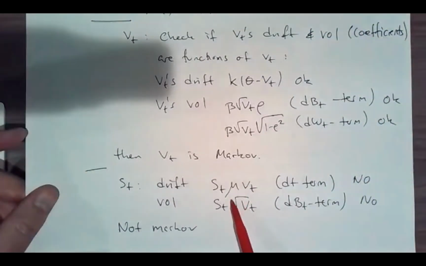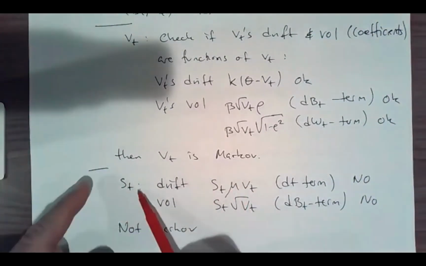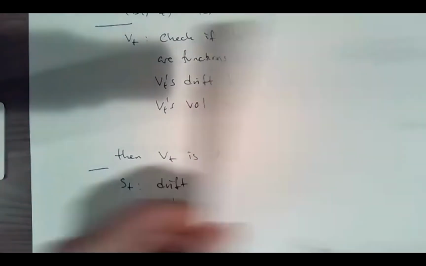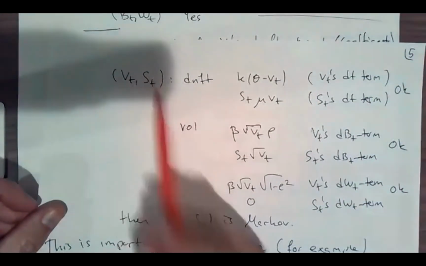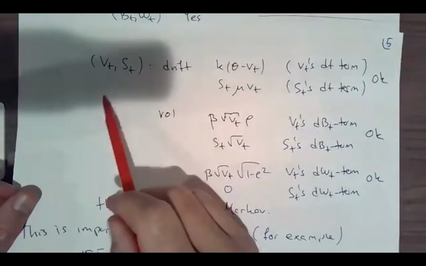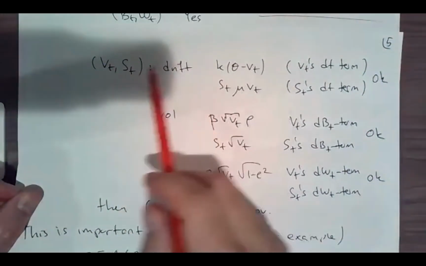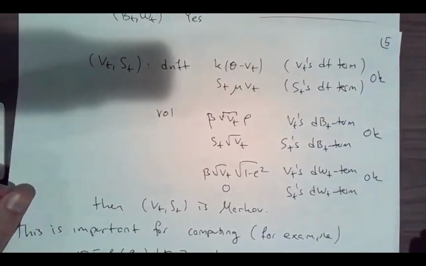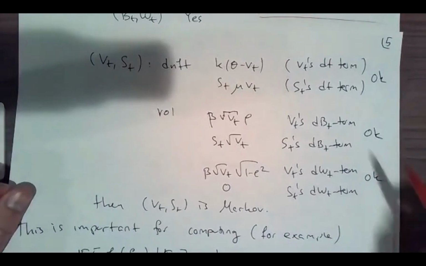So if you were allowed to write these two objects here as functions of both S and V, so you're looking at the pair now, you're looking at the pair V and S, then you check, are the drift and the volatilities of these two processes just functions of V and S? And if the answer is yes, then you're Markovian. And so that's what we do here.